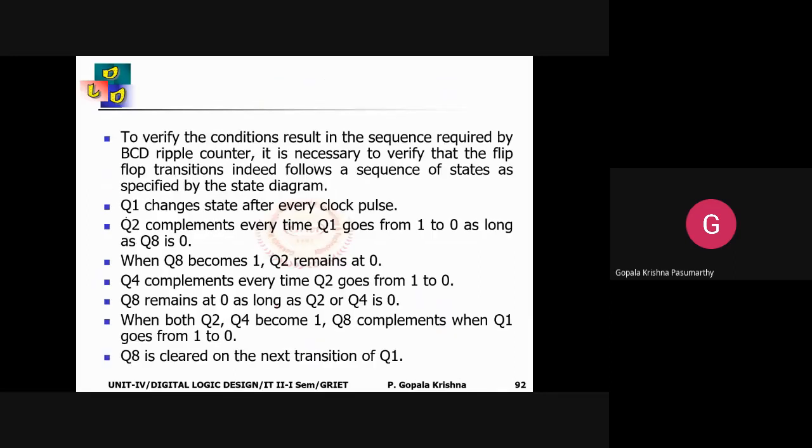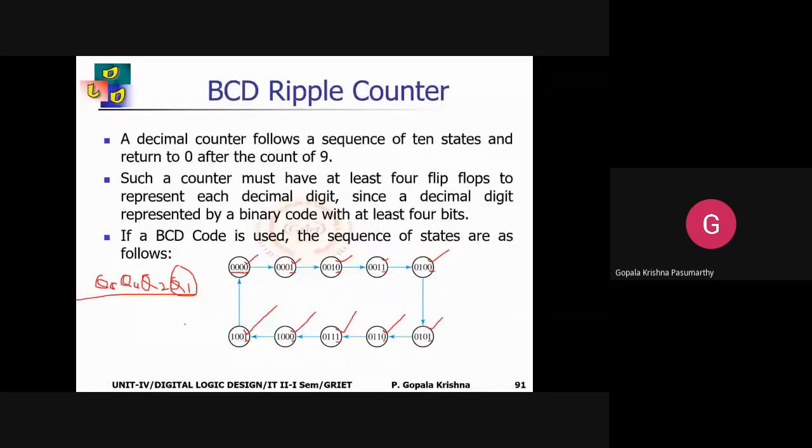So what did you understand? The first flip flop Q1 changes after every clock pulse. Now we have to understand Q2, the second flip flop. In the logic, Q2 complements every time Q1 goes from 1 to 0. Now my intention is to understand Q2. This is my Q2 flip flop, the second flip flop. Second flip flop means Q2, the second digit. Understand?